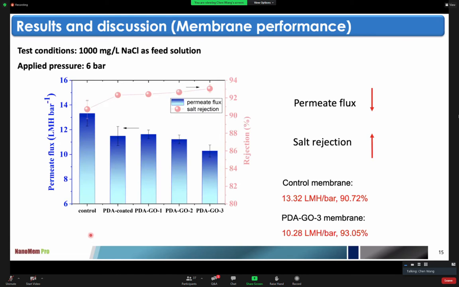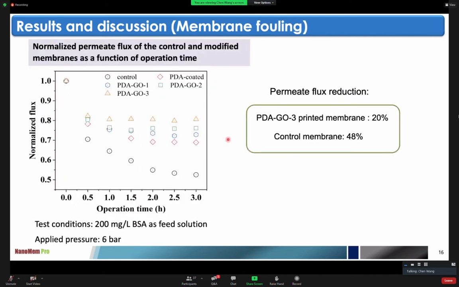In this figure, we can see that compared to the control membrane, our modified membrane exhibited higher sodium sulfate rejection with slightly lower permeate flux. For example, for the control membrane, the permeate flux is around 13 LMH per bar with 90% sodium sulfate rejection. For the PDA-GO membrane, the permeate flux is around 10 LMH per bar with 93% sodium sulfate rejection. Then we investigated the membrane anti-fouling property of the control and modified membrane.